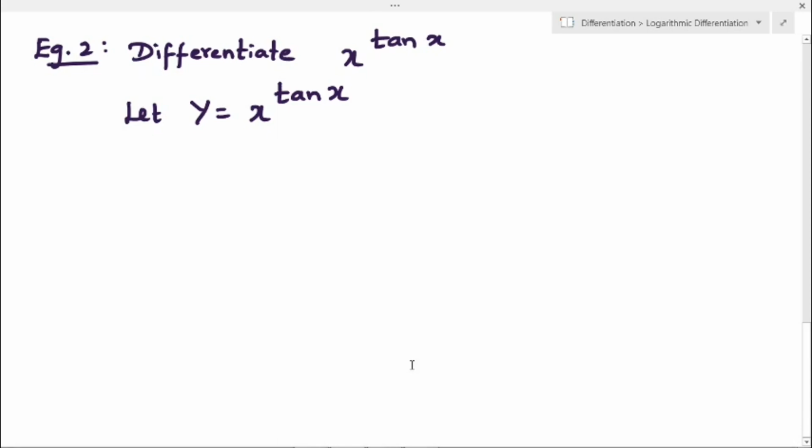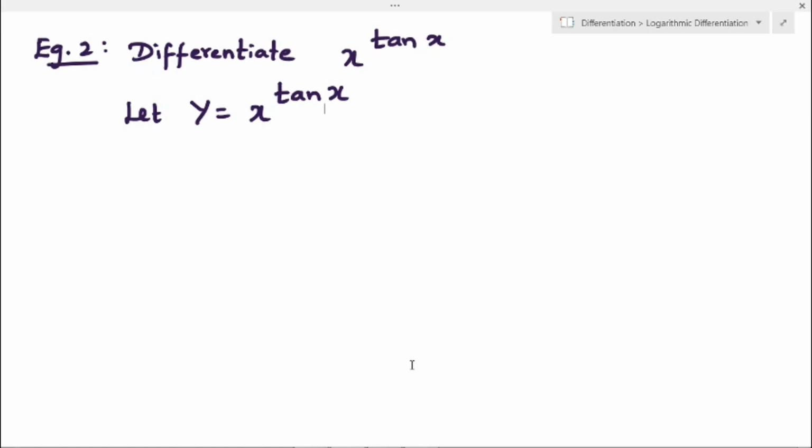Next example, differentiate x to the power tan x. Here also we have x, that is a base value, and we have the power tan x. So both are different functions. For this type of problem also we have to take log on both sides.